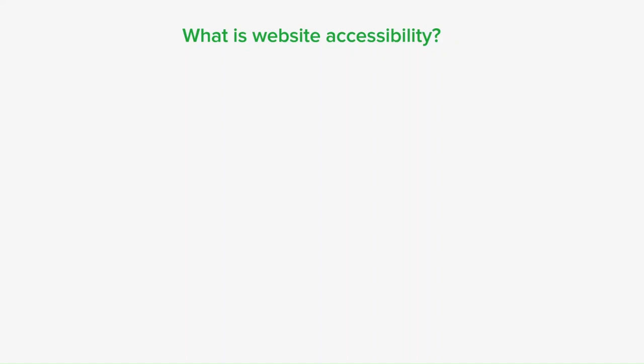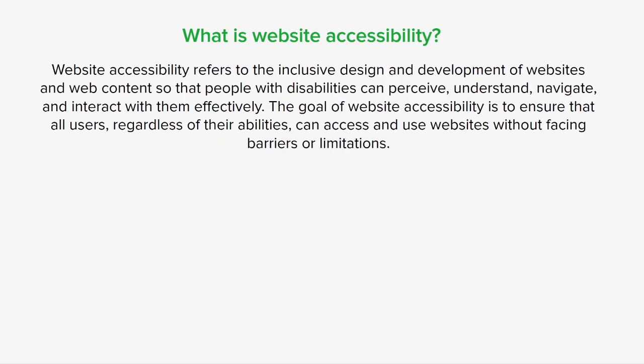So what is website accessibility? Website accessibility refers to the inclusive design and development of websites and web content so that people with disabilities can perceive, understand, navigate, and interact with them effectively. The goal of website accessibility is to ensure that all users, regardless of their abilities, can access and use websites without facing barriers or limitations.